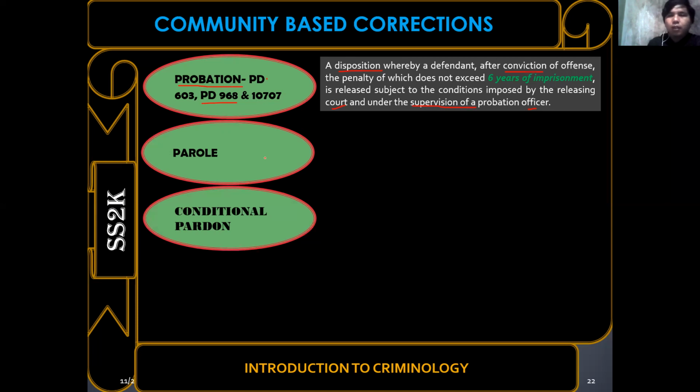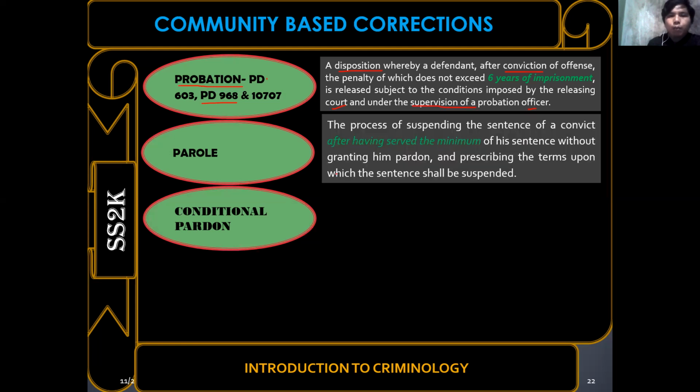Okay? Yan. So at least you have knowledge na meron palang ganitong klase ng corrections. Yan. Pag nahatulan, pwede palang hindi makulong. Pagka ang penalty is 6 years pababa. So, ano naman po yung parole?